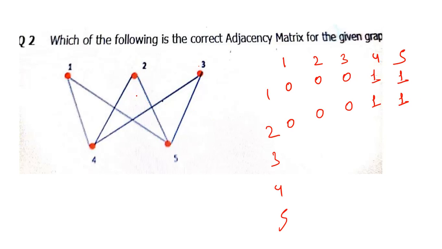Next we have, is there any edge from 3 to 1? No, so make it as 0. Is there any edge from 3 to 2? No, so make it as 0. 3 to 3, there's no loop, so that will be 0. 3 to 4, yes, so make it as 1. 3 to 5, so make it as 1.